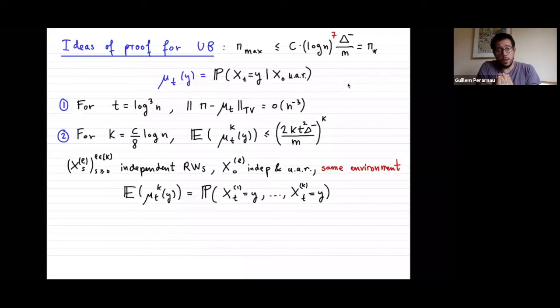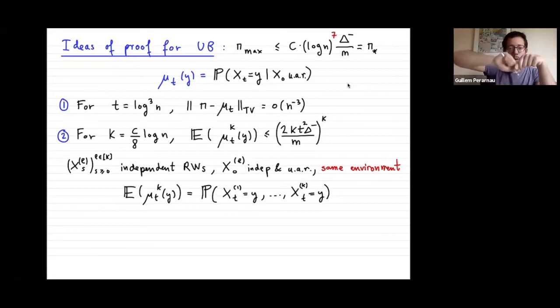We're going to compute this expectation using something that is called the exploration random walk construction. The idea is that we start k independent random walks, starting at independent and uniformly at random distributed vertices. But that is important: these random walks are run on the same environment. So at the beginning there's nothing revealed, and then we start at a random vertex and start walking randomly, and at the same time as we walk, we construct our environment.